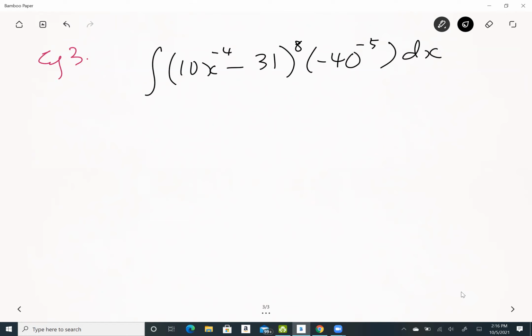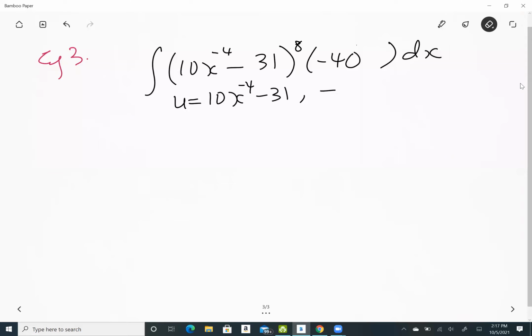Okay, so what is u prime? You let u be equal to the terms in the bracket, all right? So u is equal to 10 x to the power of -4 minus 31. Okay, what is u prime? -40. Oh, I missed the x. I'm sorry. That should be an x, not -40 to the power of 5. It should be x to the power of -5. Okay. So what is u prime? U prime is equal to -40x to the power of -5.